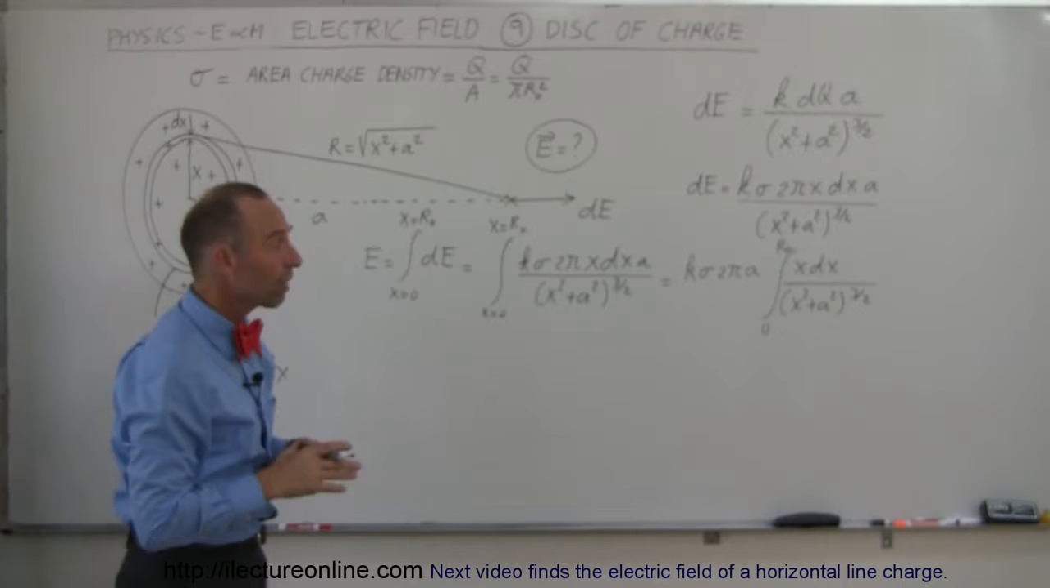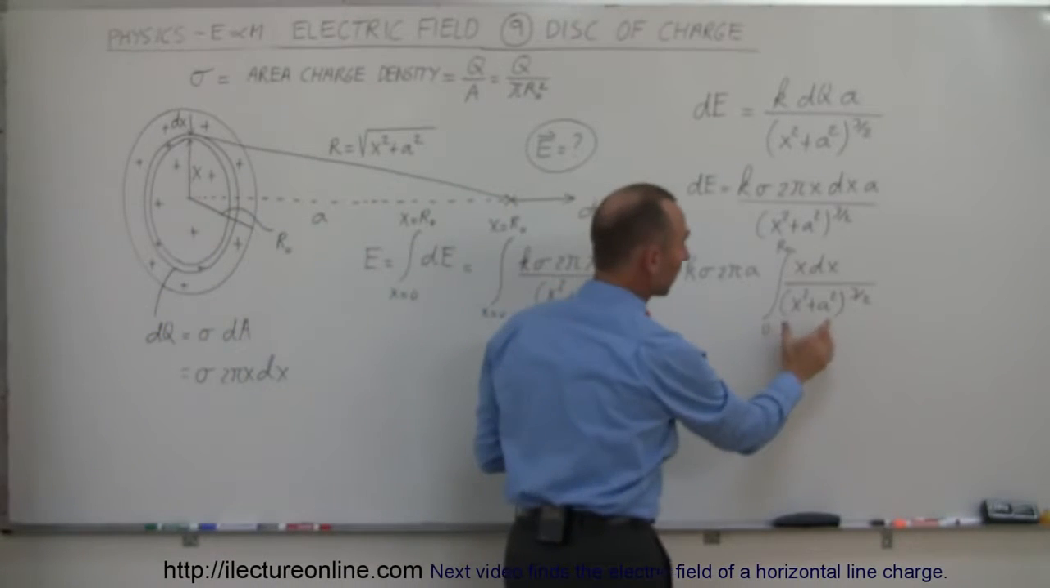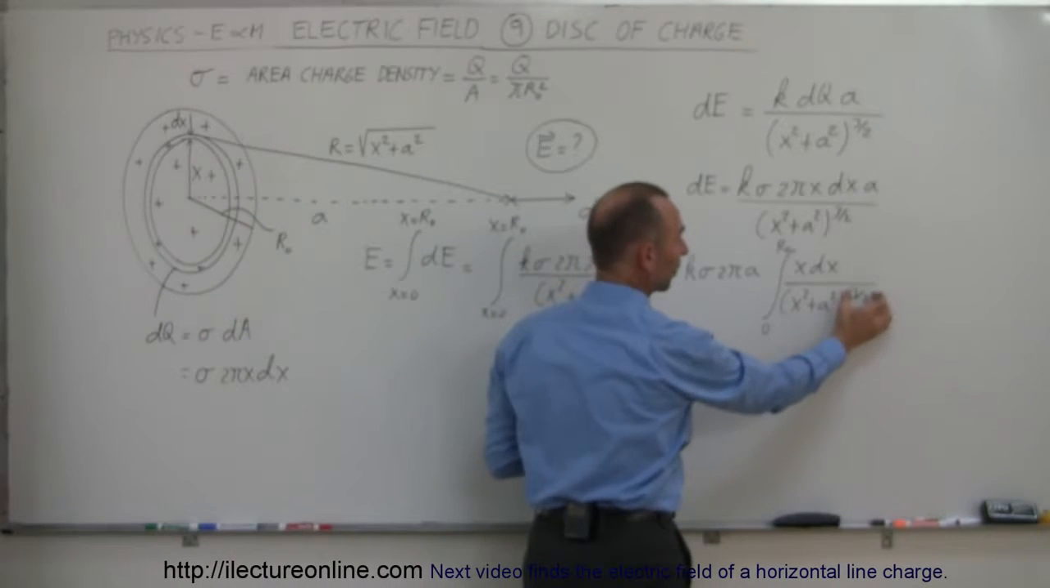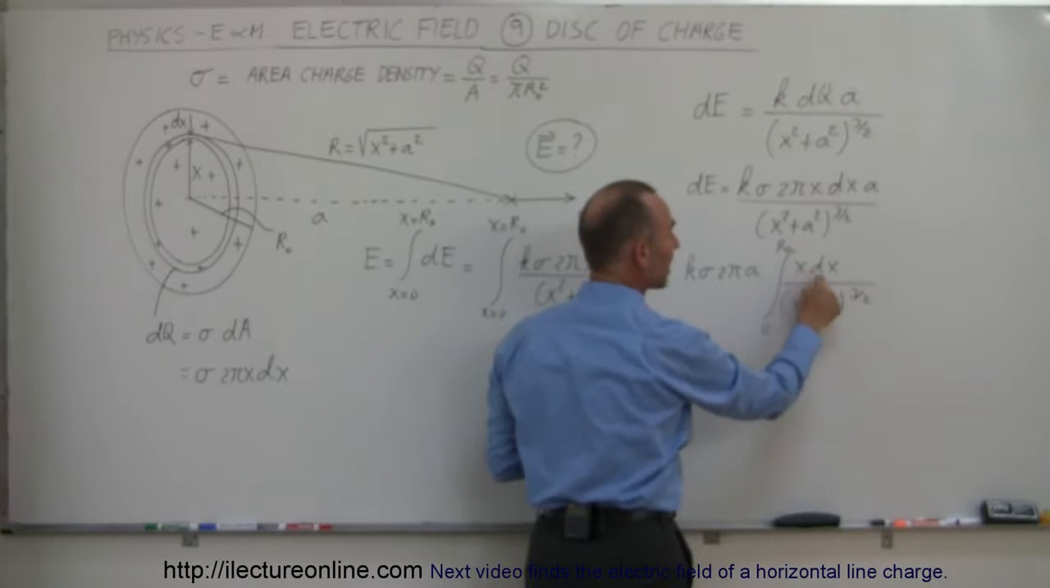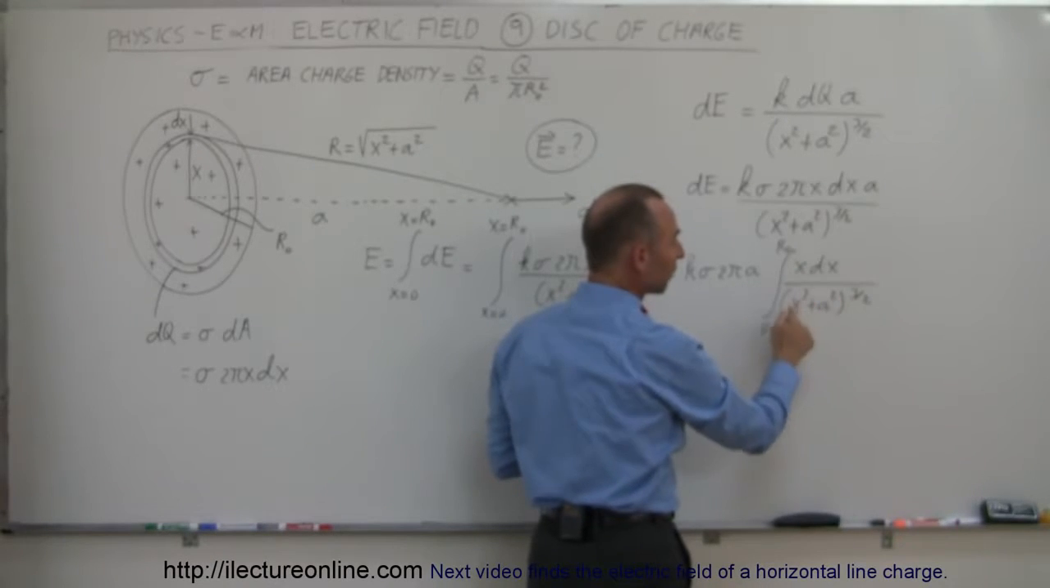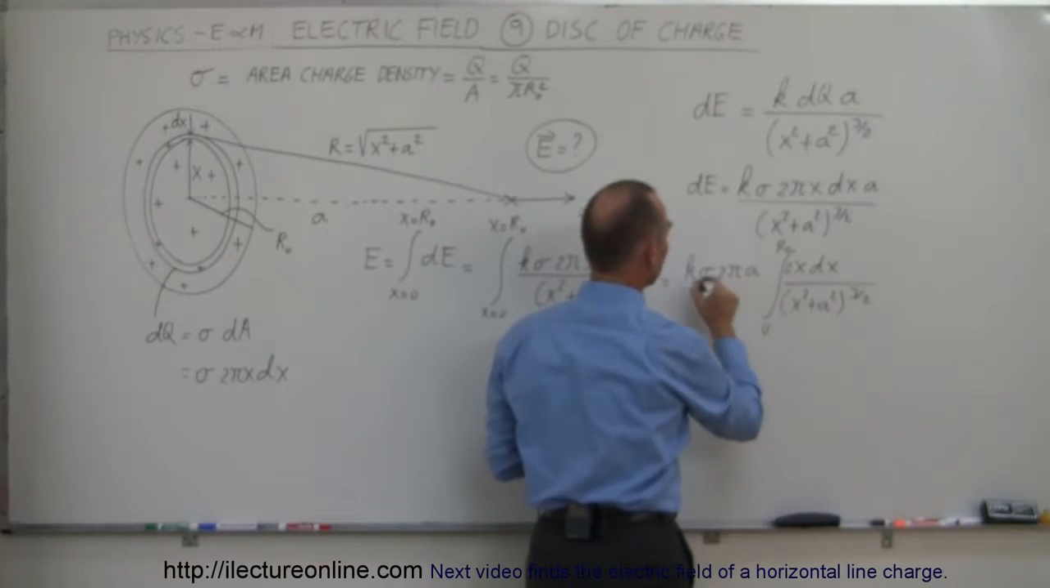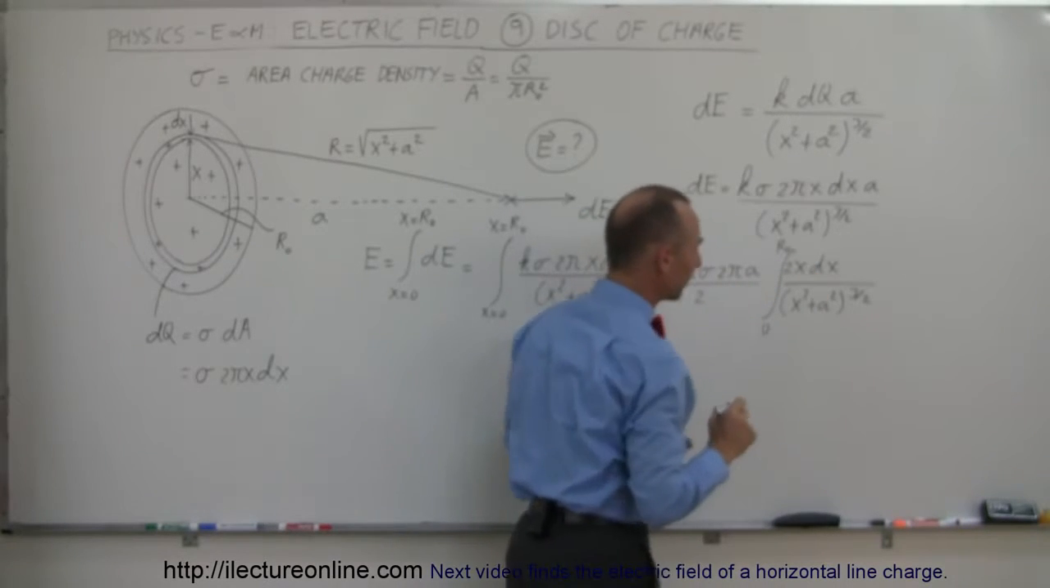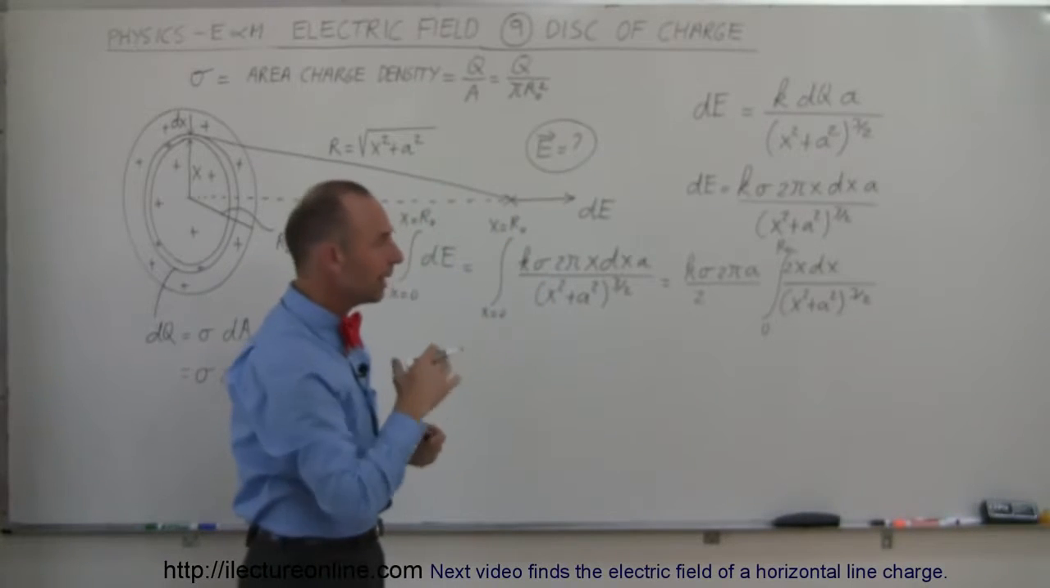Now this is a fairly straightforward integral, because notice in the denominator we have an x squared plus a squared to some exponent. In the numerator we have an x dx. The differential of the denominator is a 2x dx. So we need a 2 here. That means we need another 2 down here. Now we can go ahead and integrate.